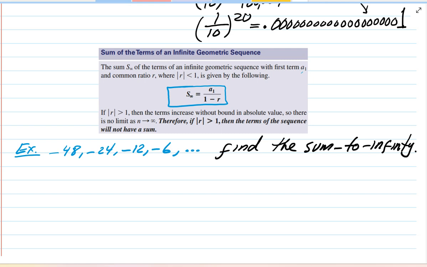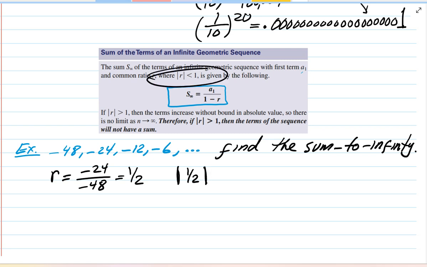So how are we going to do this one? Okay. First, we need to determine the common ratio. For the common ratio, you divide the second term by the first term. And it's going to be a half, right? Positive. Absolute value of a half. I know we don't need absolute value on positive numbers, but I just want to make sure I understand this statement. It's going to be less than 1. Therefore, the sum exists. Good.